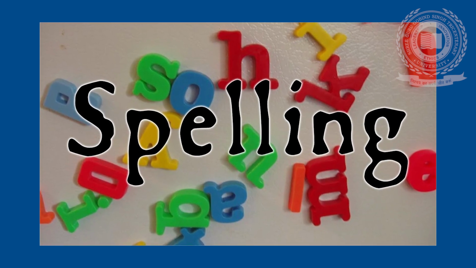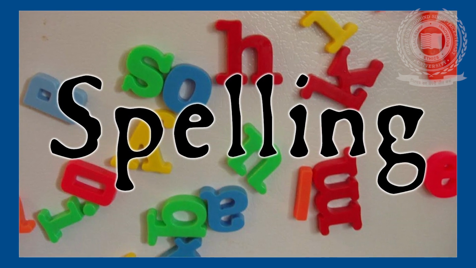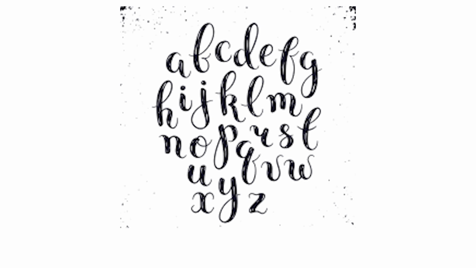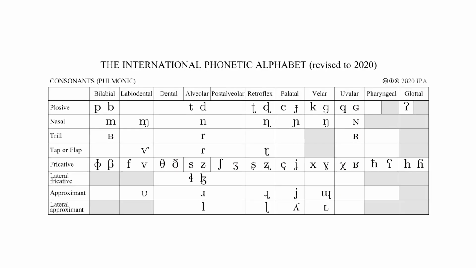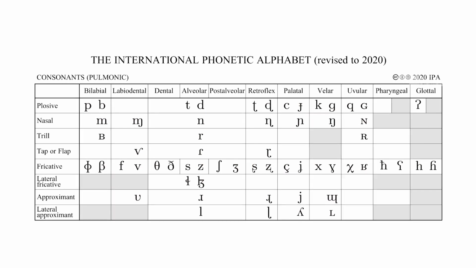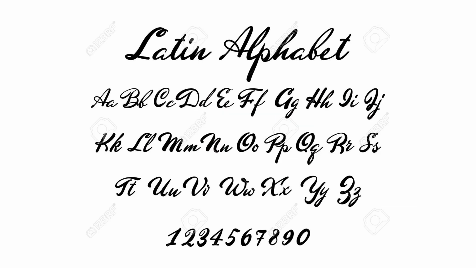The discrepancy between spelling and sounds led to the formation of the International Phonetic Alphabet (IPA). The alphabets used as symbols in the IPA chart represent all sounds of all human languages. IPA is an alphabetic system of phonetic notation based primarily on the Latin script.